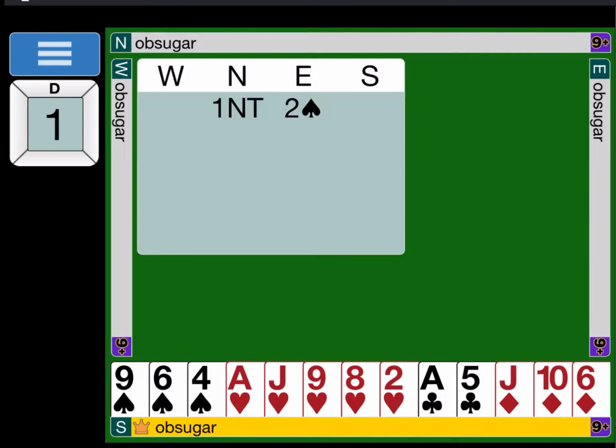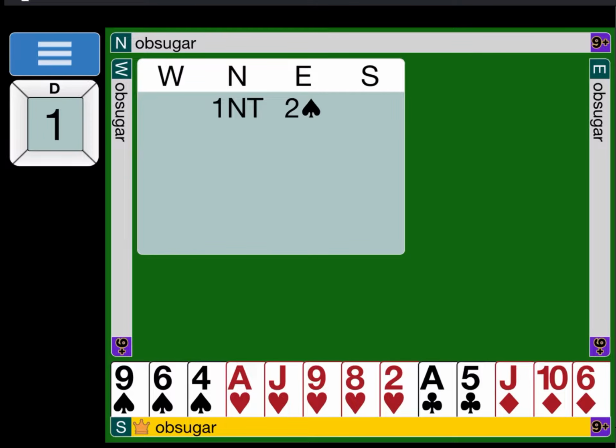Jim must be terrifying at the table. He glares at the right-hand opponent before bidding 3 hearts.